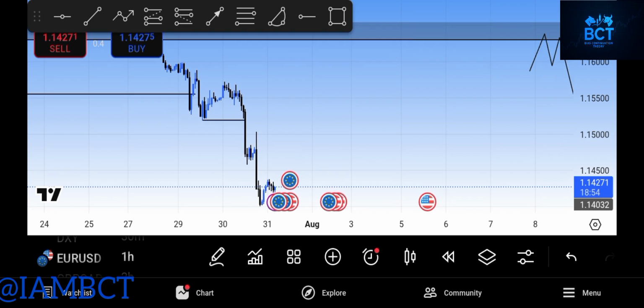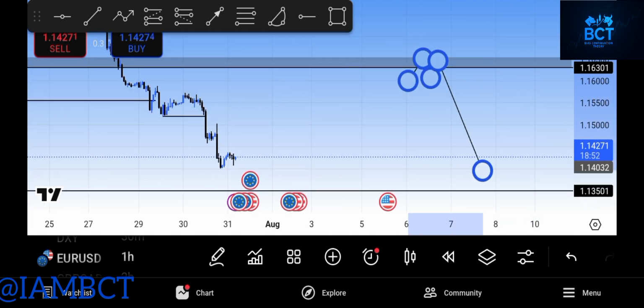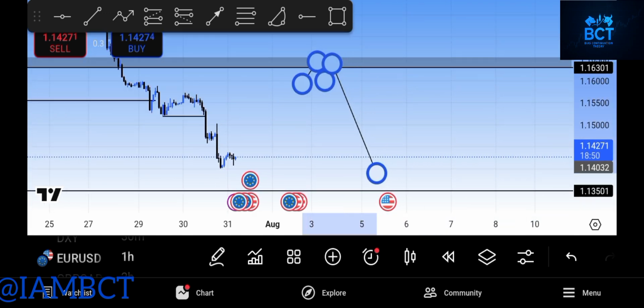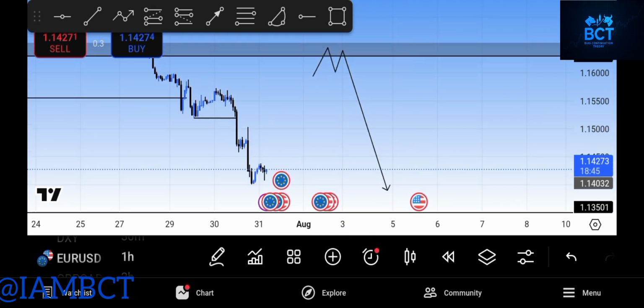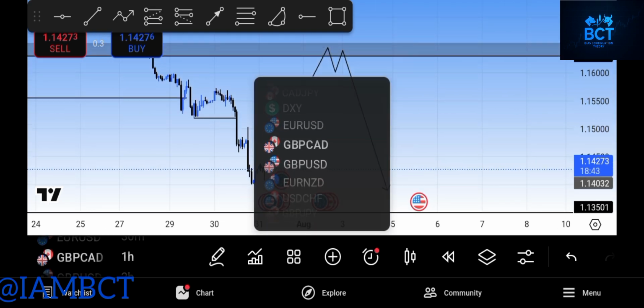So this is what I expect market to do on GBP. So I expect market to do on Euro USD. So on to the next one, GBP CAD.